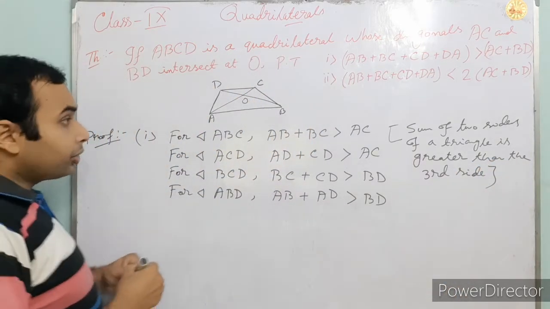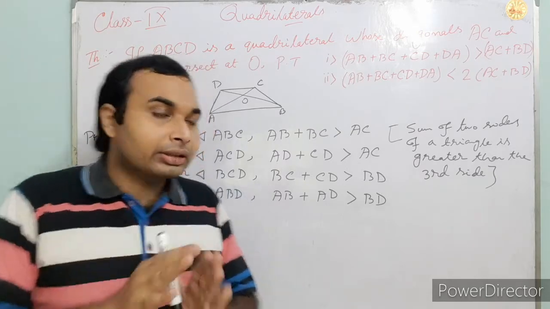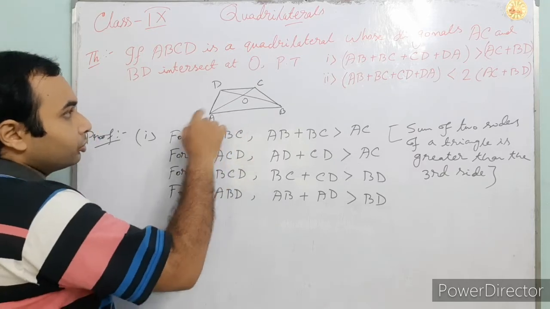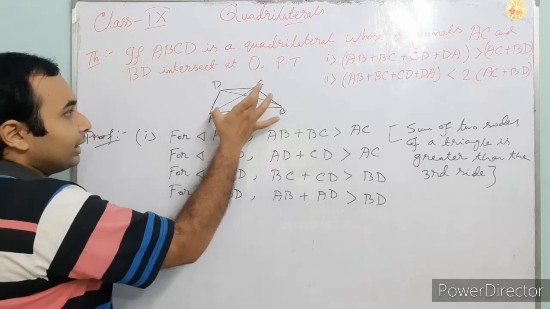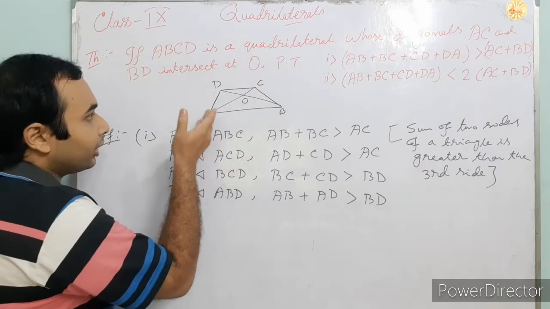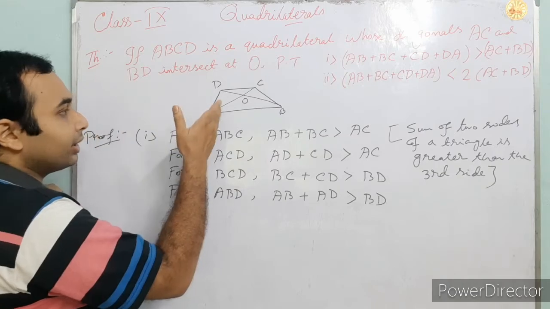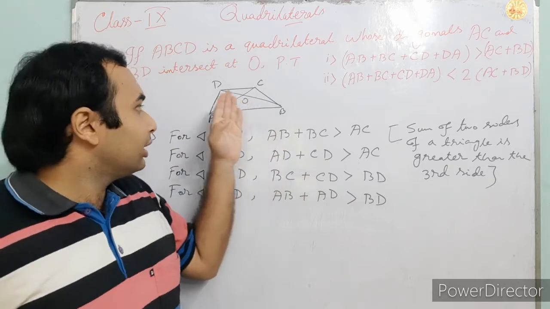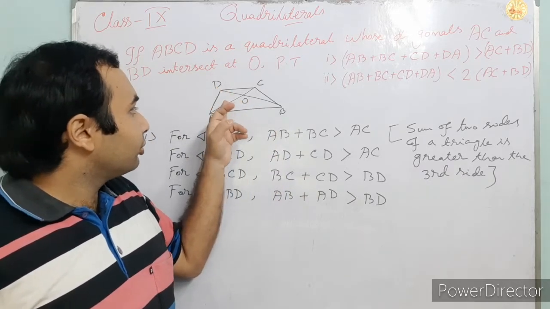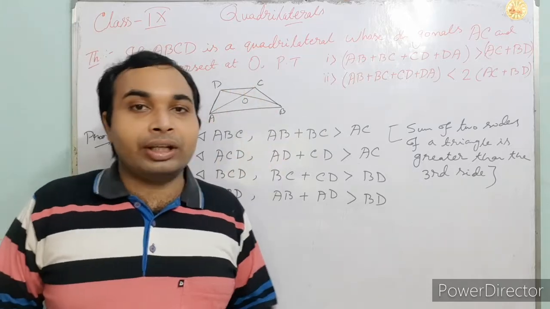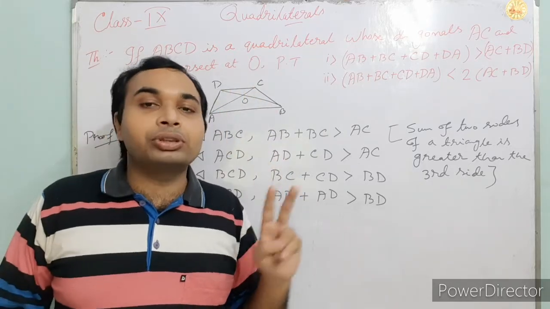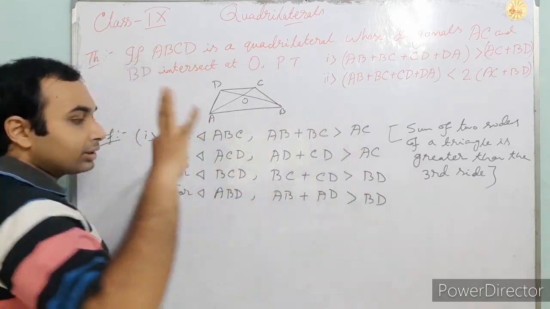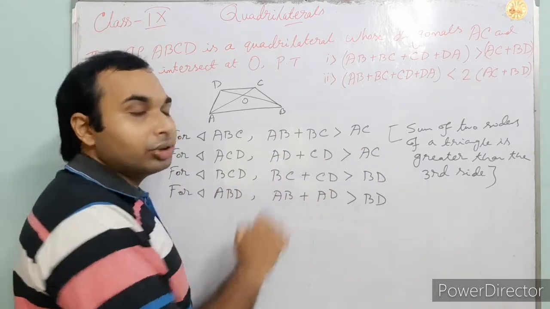You have to choose the triangles in such a way that, just see, we have taken ABC, where AC is one side, and again we have taken ACD, where AC is another side. You have to take the triangles so that AC and BD will be the common sides: two triangles with the side AC and two triangles with the side BD. Also, AC and BD will be on the right hand side.